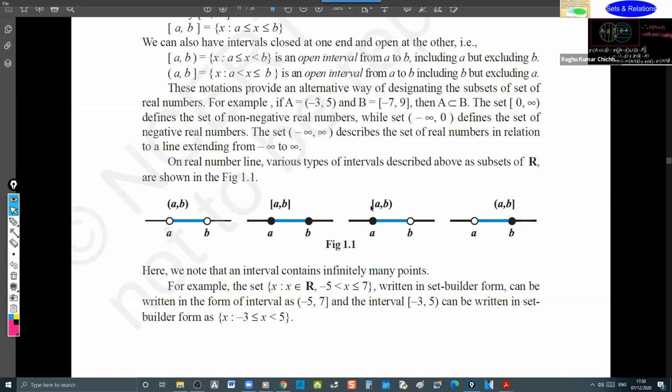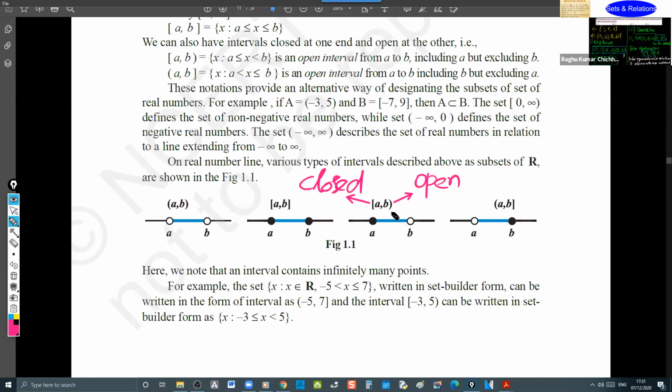Next, closed A comma B open. That means you have to understand that A is taken and all the values lying between A and B are taken, but B is not taken. So you understand the symbol: this is open and this is closed. Closed means that value is accepted. So you can read it as closed A comma B open. And Chetu, can you read this and tell me the meaning of it?